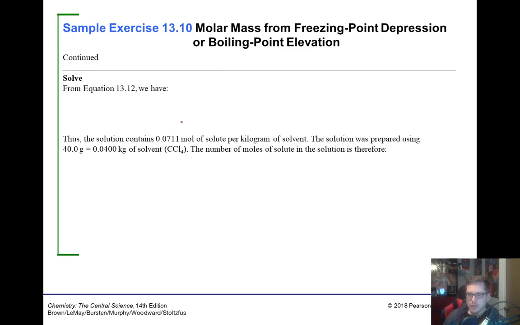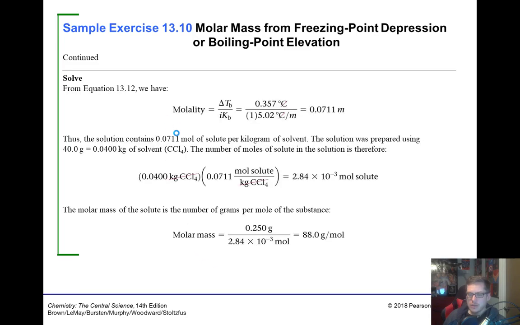So first, they find their molality by using their formula here. All right, so their molality is equal to the change in temperature over i times K, i is 1. There's your K, and you get this as your molality. Then they're going to use this value here. Remember, this is in moles per kilogram, right? So they multiply it by the kilograms of the solvent that they had, and they can find out how many moles of solute. So this here is their moles of solute. All right, that's not too bad.